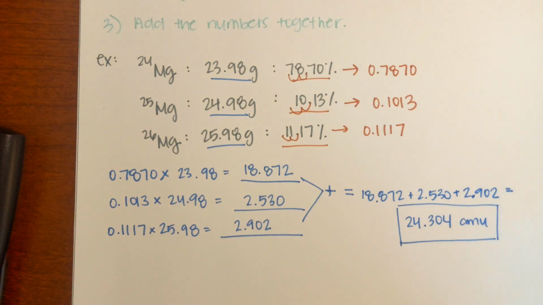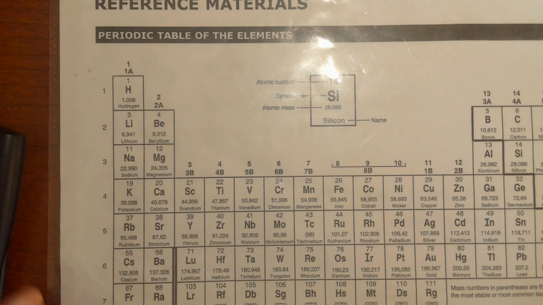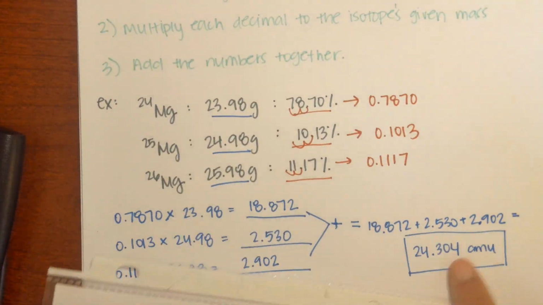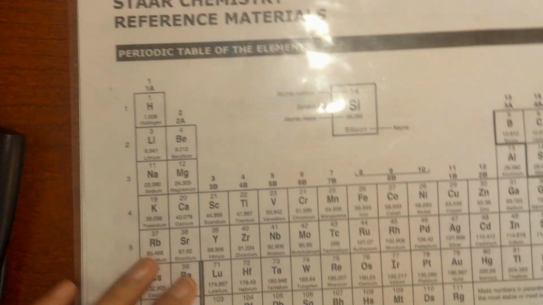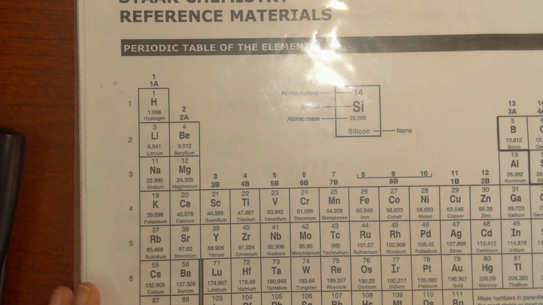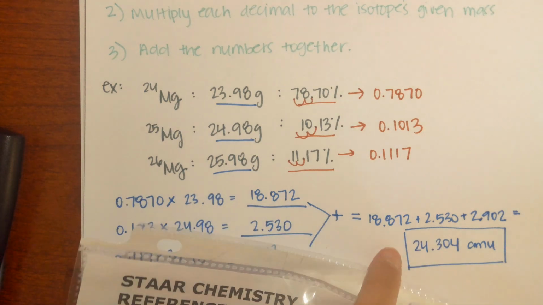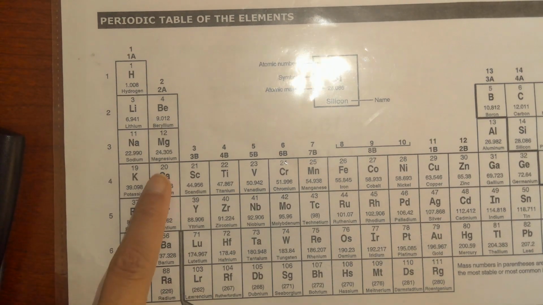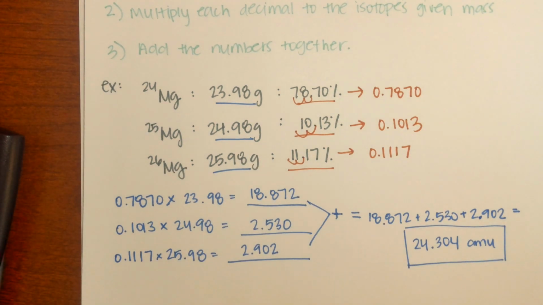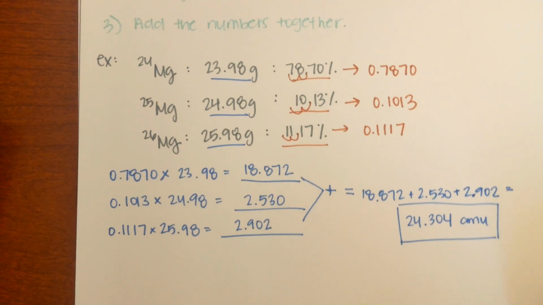But let me double check the periodic table. I'm going to find magnesium on the periodic table. It's right here. Look at that. It is 24.305. Pretty close. So your answer should be really close to what it says on the periodic table. If you're off, like if I got 22, I would have done something wrong. So make sure to check the periodic table that you did it right. So that's pretty much how you calculate average atomic mass.